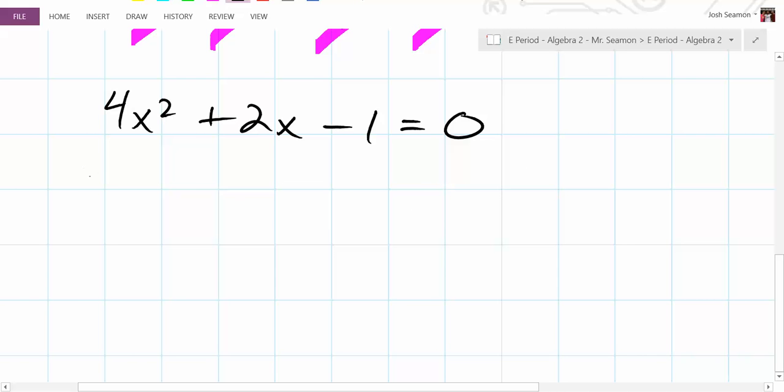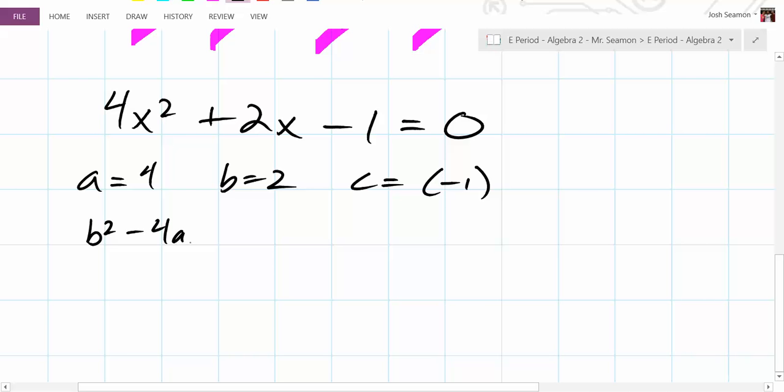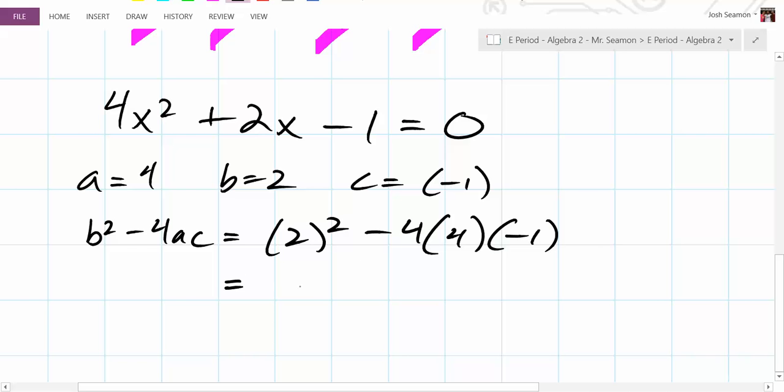Quadratic. Yeah. So A is what? 4. B is? C is? Yeah. And what do you find first? Yeah, b squared minus 4ac. So that's going to be 2 squared minus 4 times negative 1. What's 2 squared? 4. And then you have a negative and a negative. So what's that going to be? Plus what? 16. So you get 20.